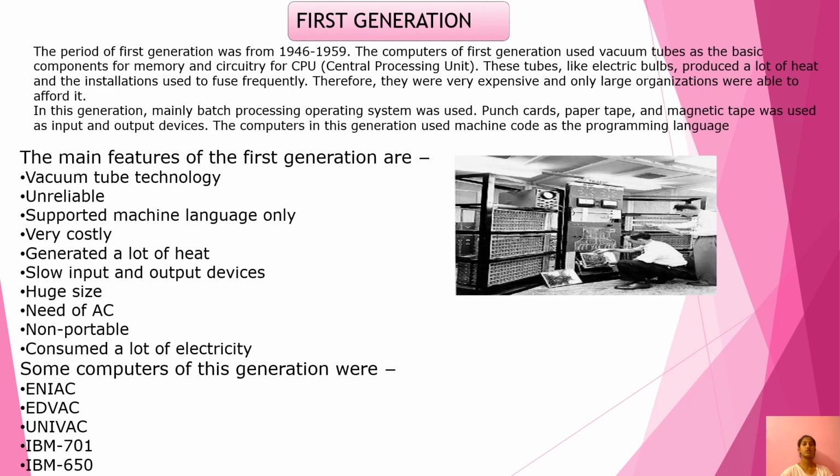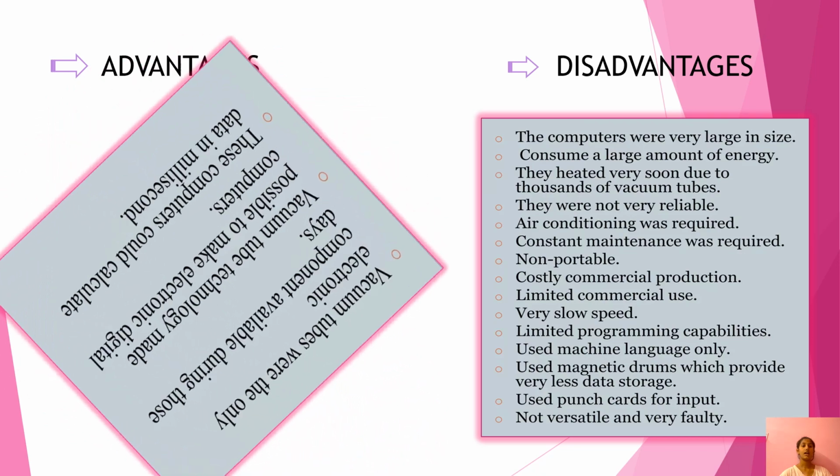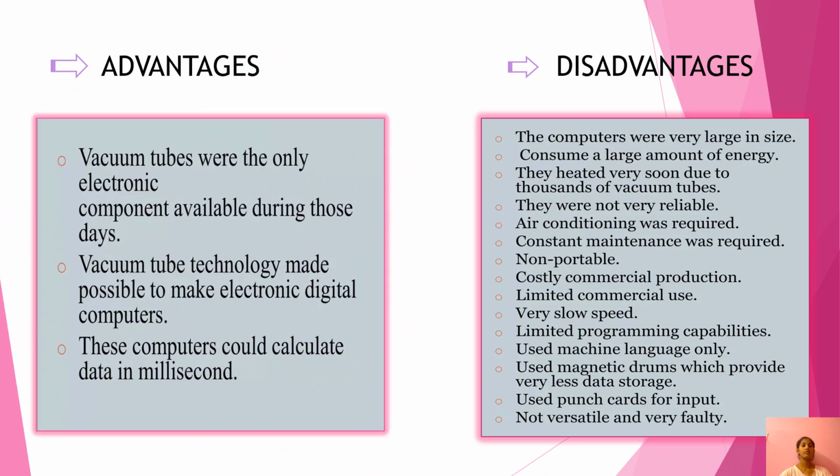So let's come to advantages and disadvantages. Advantages. Vacuum tubes were the only electronic components available during those days. Vacuum tube technology made it possible to make electronic digital computers, and these computers could calculate data in milliseconds.